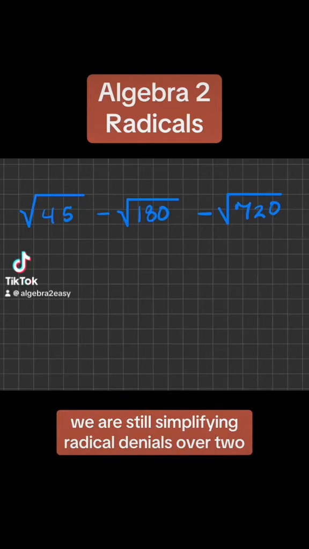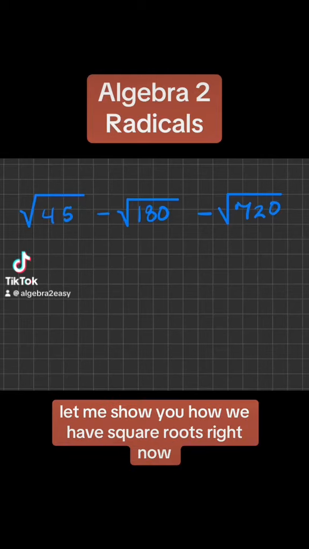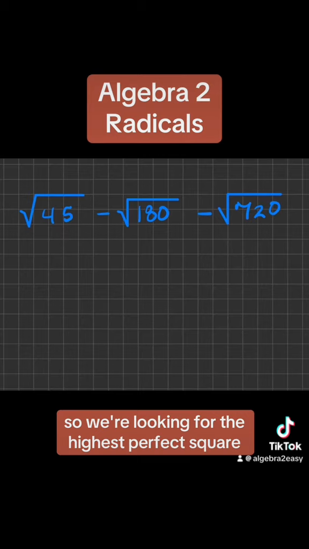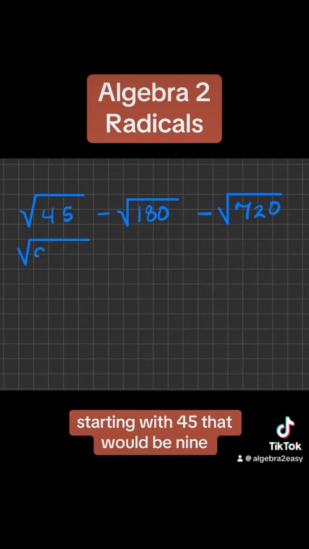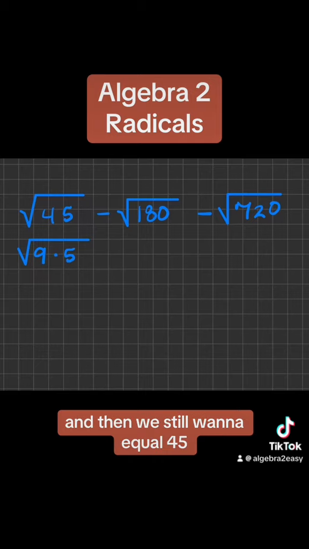We are still simplifying radicals in Algebra 2. Let me show you how. We have square roots right now, so we're looking for the highest perfect square that will go into these three terms. Starting with 45, that would be 9. And then we still want to equal 45, so I'm going to do 9 times 5.